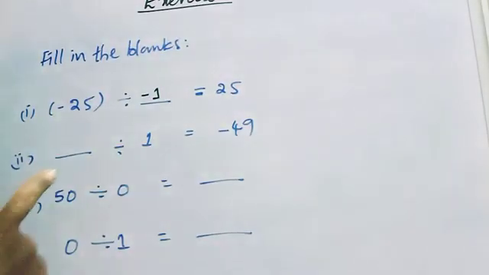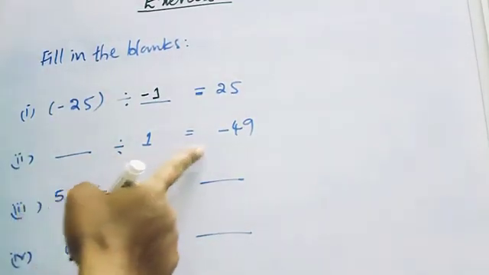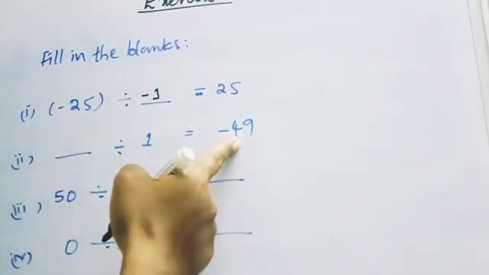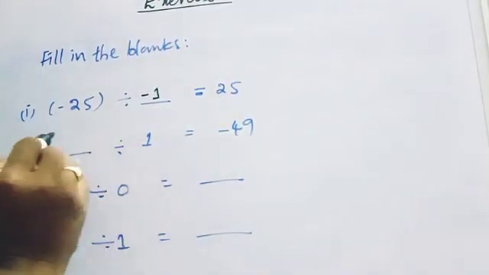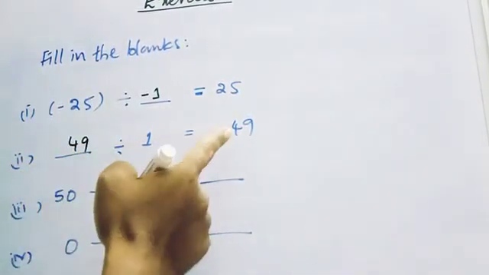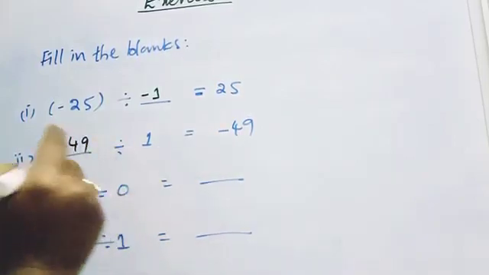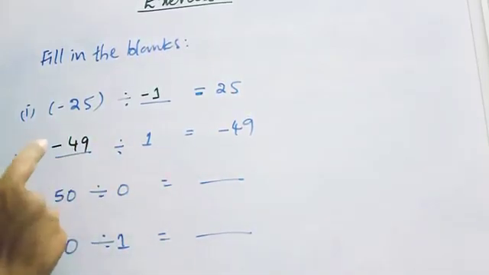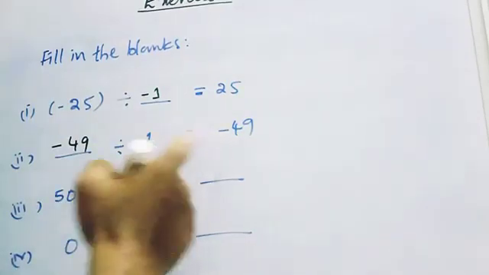The second one is fill in the blank divided by 1, which gives 49. So to get the 49, what we need to divide here, you will take 49. But here negative there, but here positive there, so you will take the negative. So negative positive gives a negative answer.